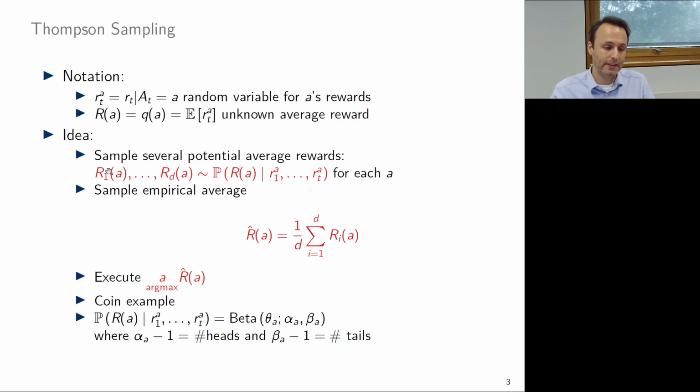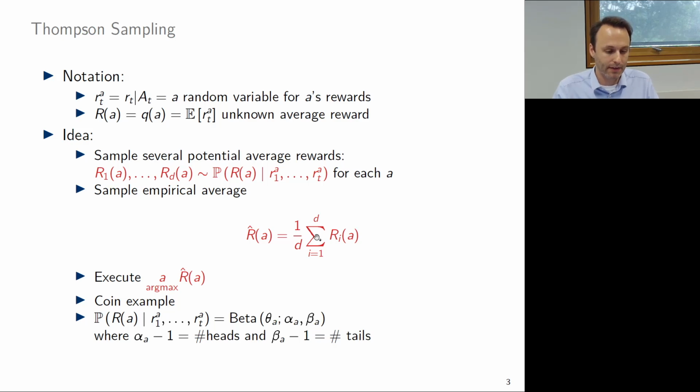So here we have D draws of the average rewards from the probability distribution given the data that we have seen for each action. And then we take the average of these sampled average rewards, and we choose our next action based on this R hat of A.